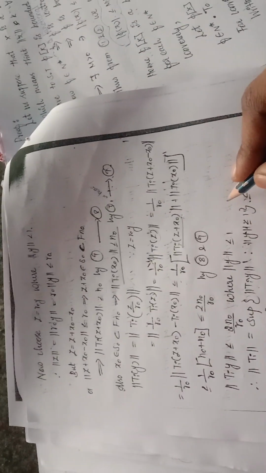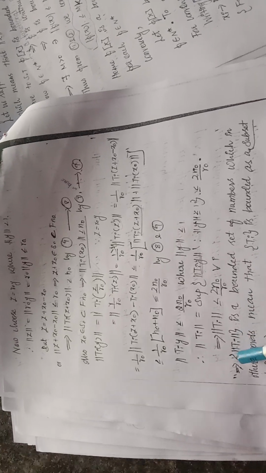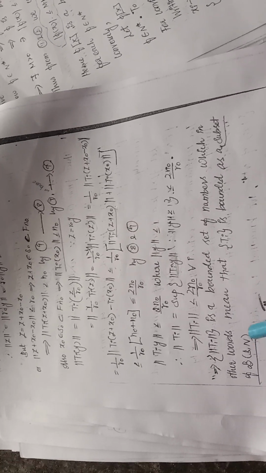So norm T_i of x is less than or equal to 2 n naught by r naught for all norm y less than or equal to 1. So norm T_i is less than or equal to 2 n naught by r naught for all i. So T_i is a bounded set of numbers, which in other words means T_i is bounded as a subset of B(X, Y).